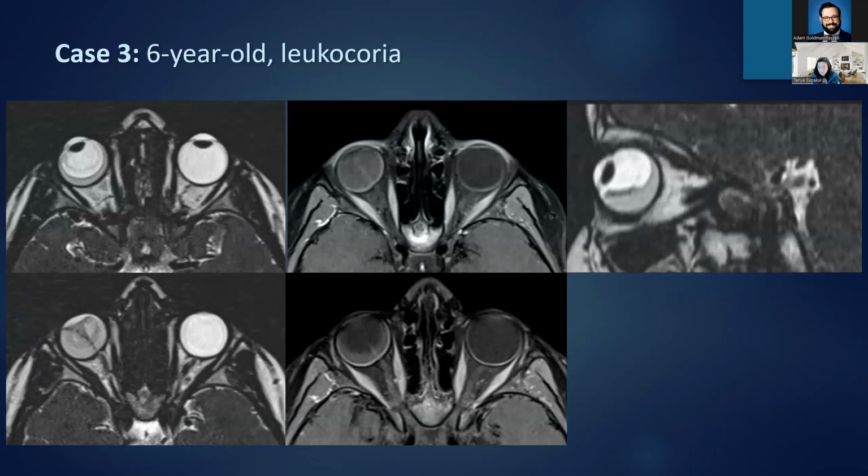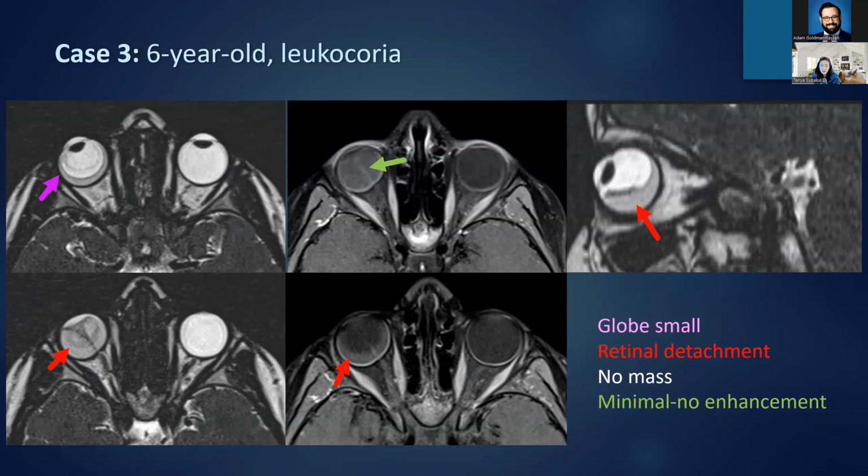So this is patient number 3, who also presents with leukocoria. On these images, you can see the abnormal finding is in the right globe: some fluid collections posteriorly, and the right globe is relatively small compared to the left. Also, we can see the retinal detachment that has a V-shaped appearance, with an apex at the optic disc. No definite underlying mass is seen here, and there is very minimal contrast enhancement, maybe along the retina.